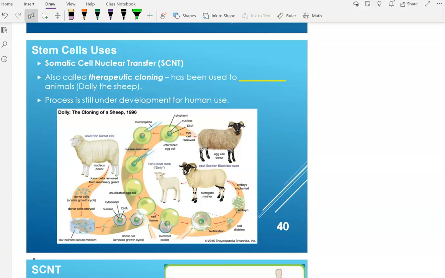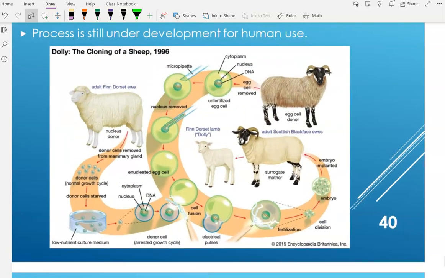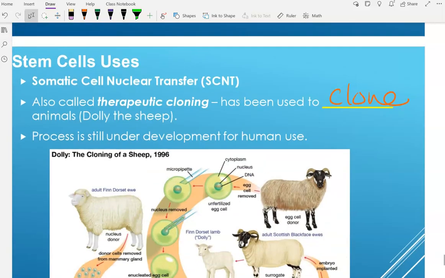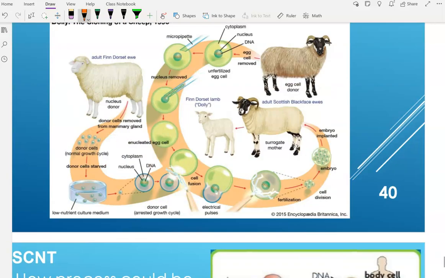Also, stem cells could be used in cloning. So, somatic cell nuclear transfer. Let me explain this process. This is used to clone animals; Dolly the sheep was one of the first cloned animals, in 1996. So here's how this process works. SCNT, somatic cell nuclear transfer.